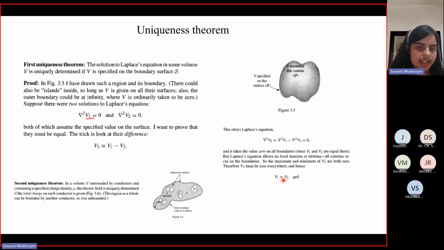And we see how this lies at the heart of the method of images that one uses.